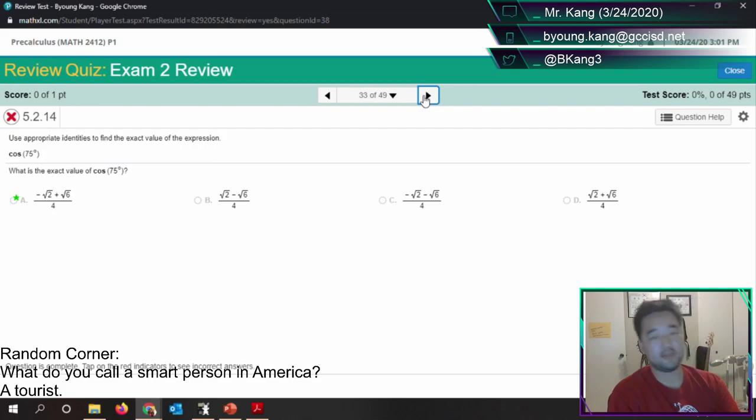And then 5-2, I think, is a little simpler because you're just doing sum and difference formulas. The formulas are longer, but the actual work is a little shorter, compared to 5-1.